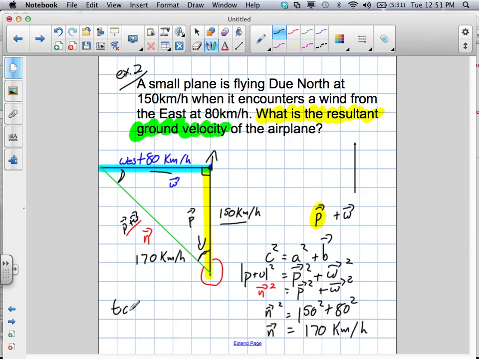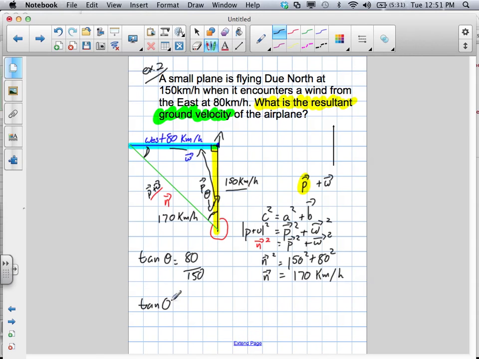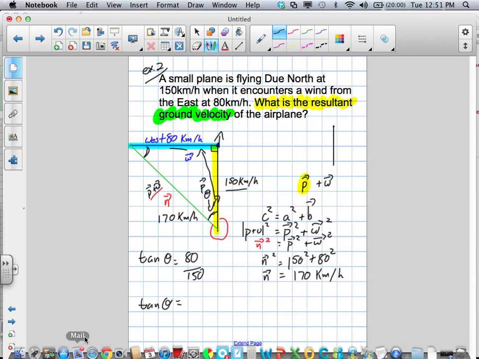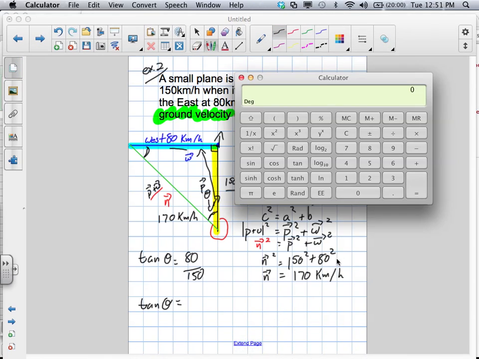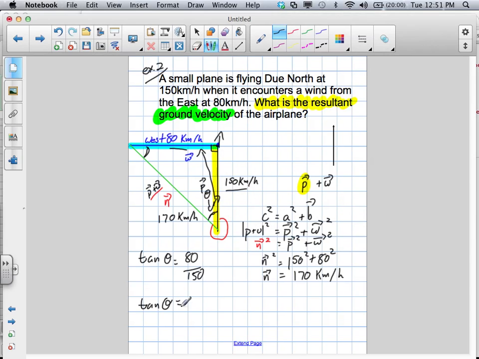I'm going to use tangent, and we're going to call this theta. Tan theta is equal to the opposite. Well, opposite of that angle is 80. And the adjacent to that angle is 150. Okay, so we get tan theta is equal to, bring up our calculator here, 80 divided by 150. Oops, sorry, 150. 0.523. Okay, and then to solve this, we do second function tan. 28, yeah, roughly 28 degrees. Okay. So theta is equal to 28 degrees. So this angle in here is 28 degrees.